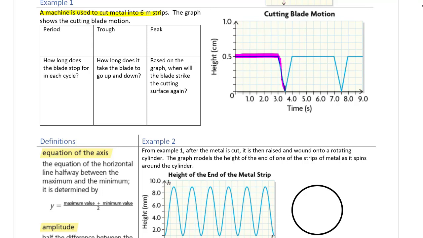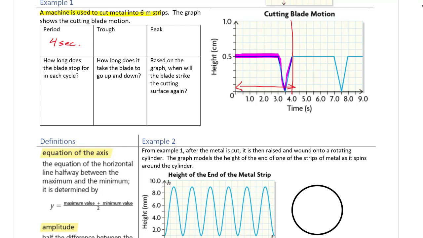Now, for one cycle of the graph, how long is the period? That's our x value, so from here to here, from 0 to 4 seconds. So our period would be 4 seconds. And we want to try to include the units on any kind of real world examples here.